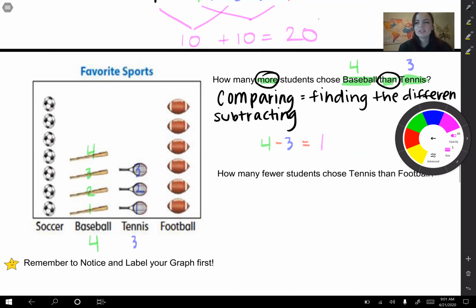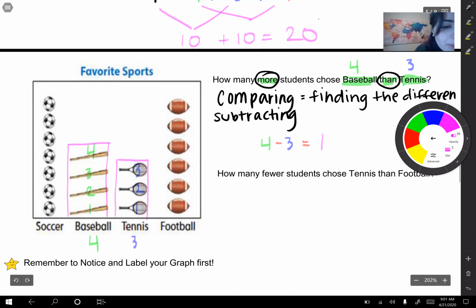Another thing that can be a good strategy, I think, is if we make like a bar model. This is kind of like a bar model. And we take where it ends, we see that there's only one more bat right there, right? So that's the difference between the two. Okay, let's see the next question.